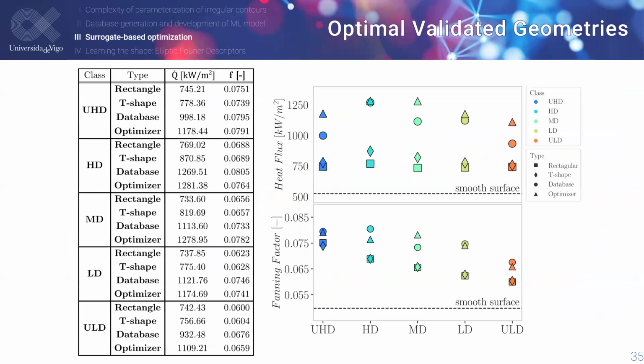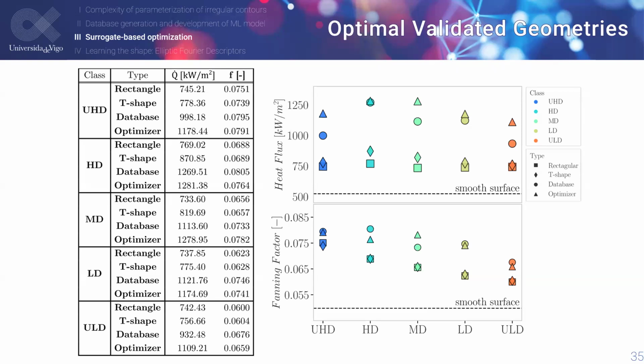We also compared this with our starting point. We have this database, we know the optima in the database, we know the optima from our optimizer, but how do they compare to basic regular fins? Is this any better? Does all of this work make any sense? So we compared the performance of these fins with both a rectangular shape and a T shape, which was the starting point of our parameterization.